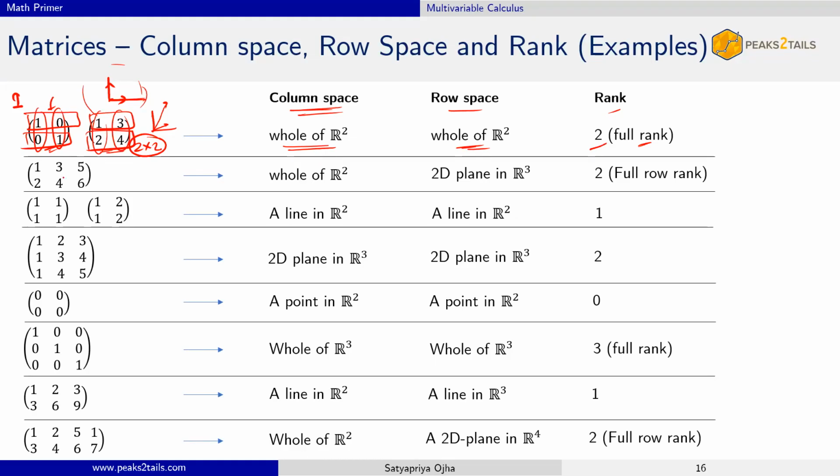Okay, cool. Look at the next one. This is a rectangular matrix. It's not a square matrix. So technically speaking, we can have two possible ranks, one from row using row vectors and one using column vectors.